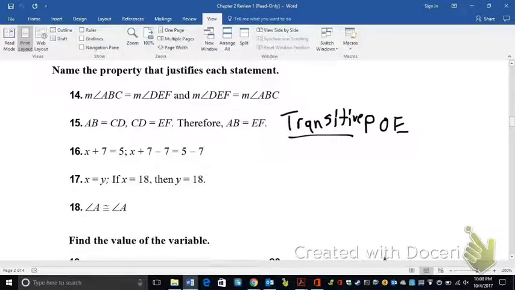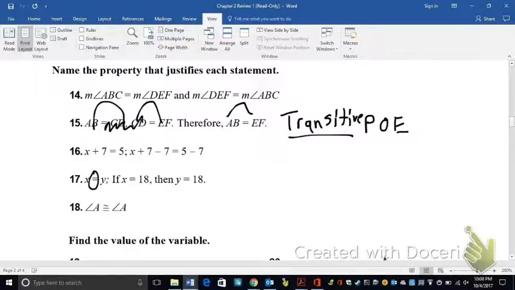Here we have 2 distances. The distance from A to B is equal to the distance from C to D. C to D is equal to the distance from E to F. So we're going to cut out the middleman, and we get the distance from A to B is equal to the distance from E to F. And that cutting out the middleman is kind of the hallmark of the transitive property. 2 things are equal to the same thing, therefore they are equal to each other. So, transitive property of equality would be number 15.